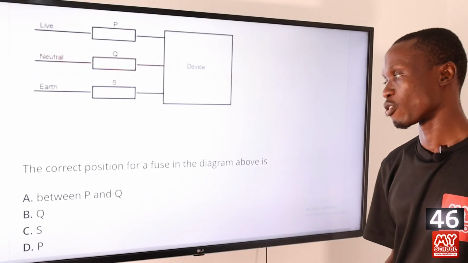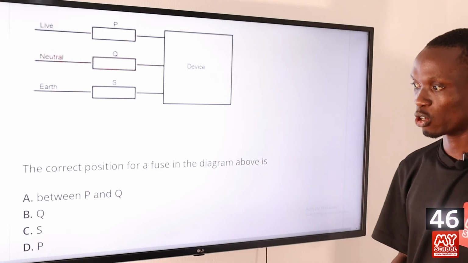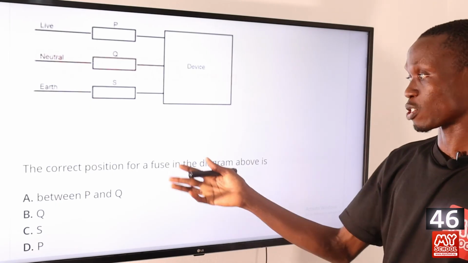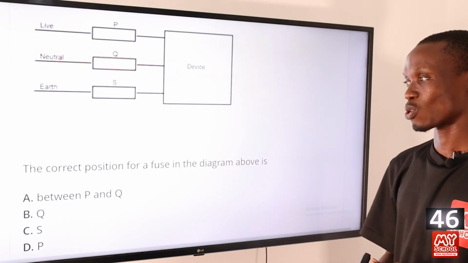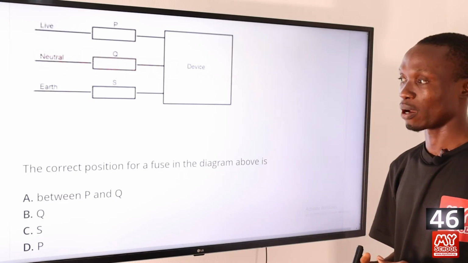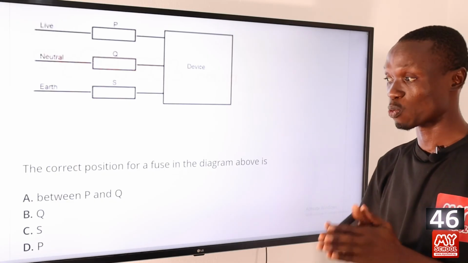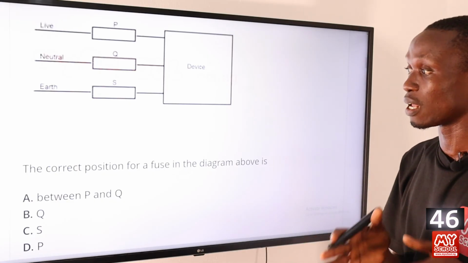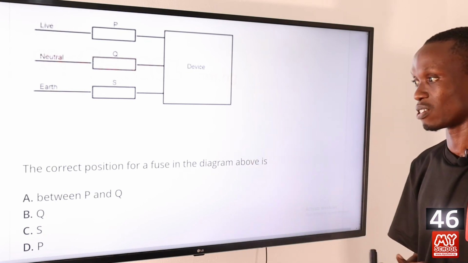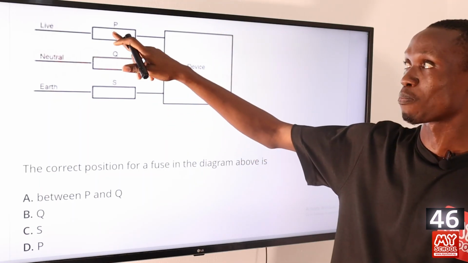Question 46. The correct position for a fuse in the diagram above is A between P and Q, B, Q, C, S, and D, P. So first of all, a fuse is a device that acts as protector to electrical devices in case of over voltage, over high current or voltages that usually spoil electronics. So instead of destroying the electronics, it will destroy the fuse, thereby protecting the devices. So the correct position for the fuse according to this diagram will be at the point P.